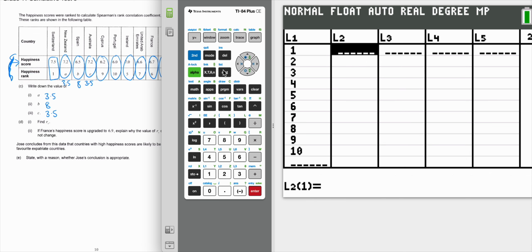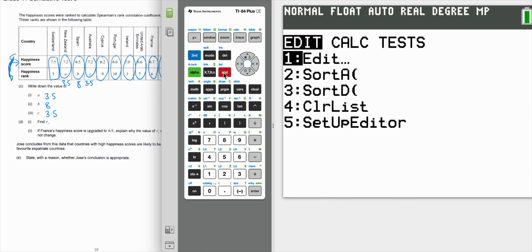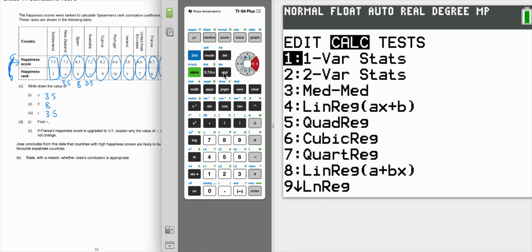So we already had the happiness rank, and now we're going to type in the rank using what we've just found. So there's my ranked data set. And to find the Spearman's rank correlation, it's the same as finding Pearson's correlation. It's just that you type in the rank.